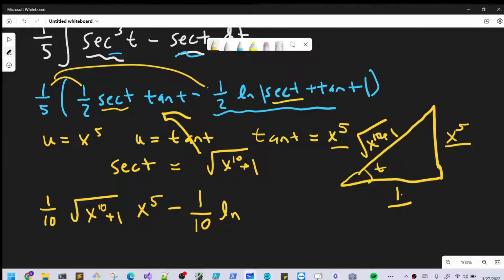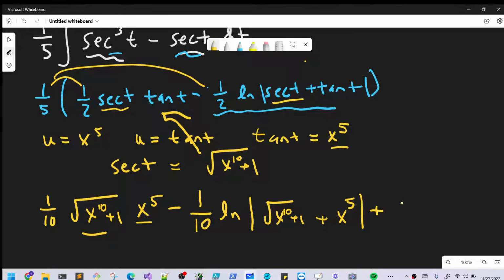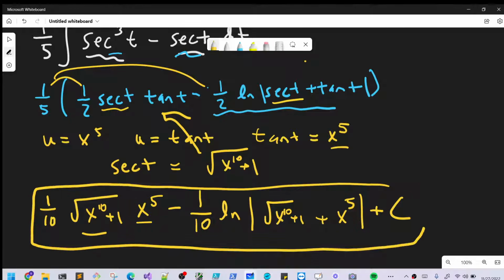ln, and then again, same values for secant and tangent, so we'll just write those in. We'll have the absolute value of the square root of x to the 10th plus 1 plus x to the 5th. Just need a plus c. Box our answer, and we're done. So that's it. Make a substitution and simplify some ugly exponents.